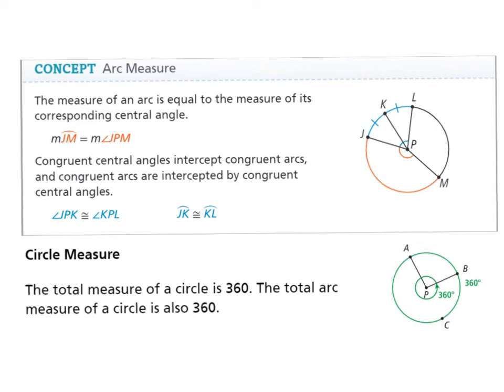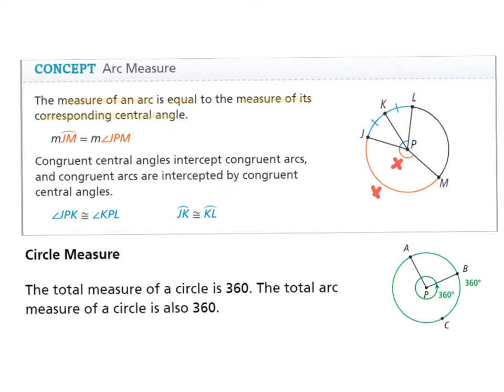In this video, we will discuss calculating the arc measure and central angle measure. Now, the first thing is that it tells us that the measure of an arc is equal to the measure of its corresponding central angle. So, for example, the measure of this angle is the same as the arc.